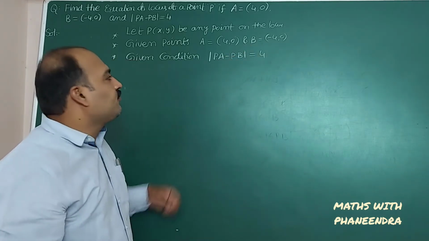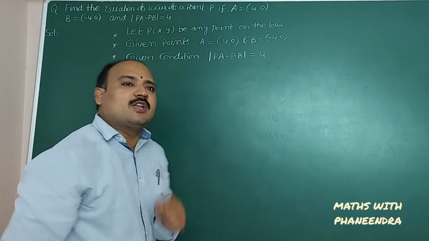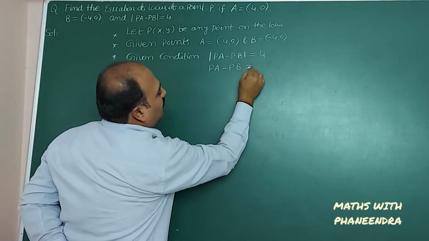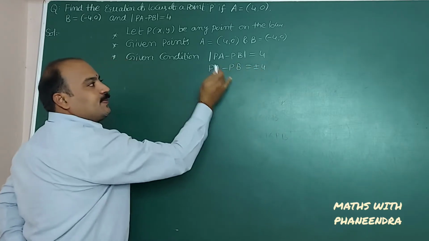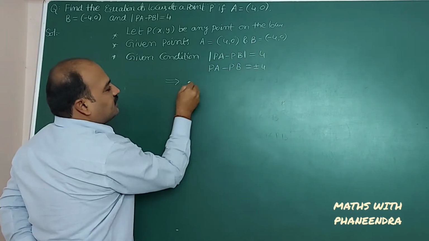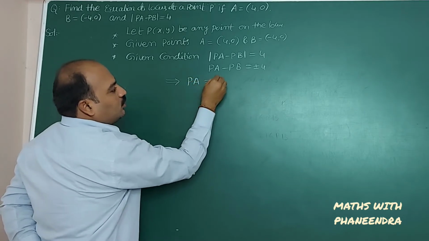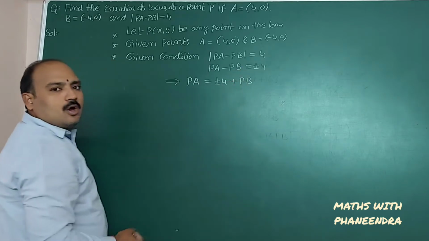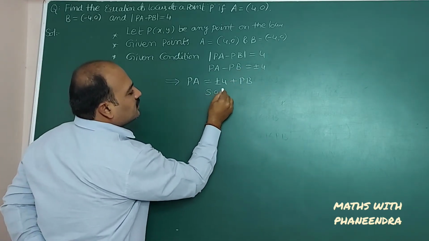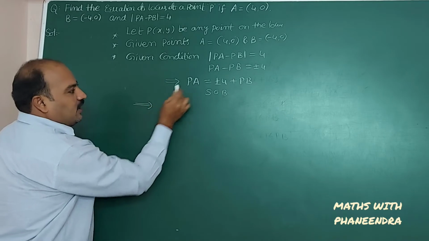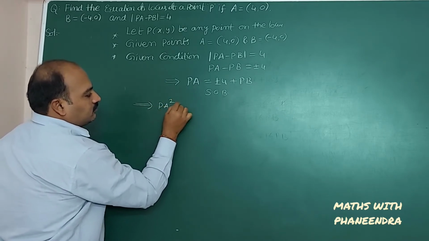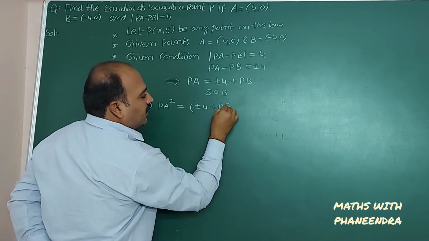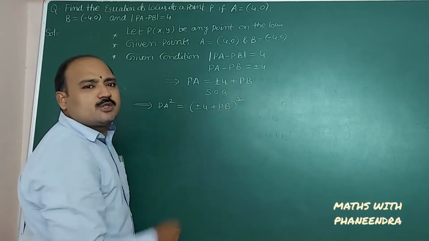If we remove this modulus, plus or minus 4 will come. So PA minus PB is equal to plus or minus 4. Minus PB we can take to the RHS. So PA equals plus or minus 4 plus PB. After that, squaring on both sides, it will become PA whole square equals (plus or minus 4 plus PB) whole square, which is an (a plus b) whole square expansion.